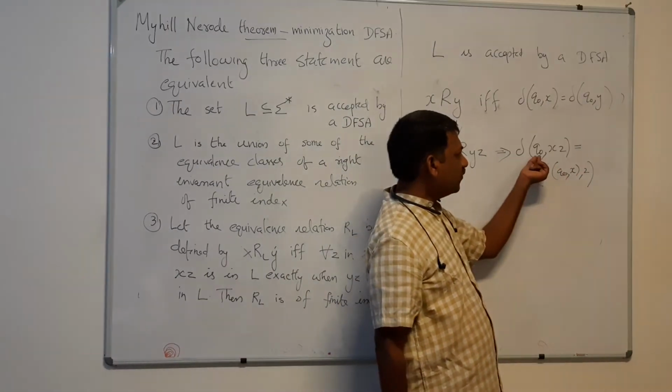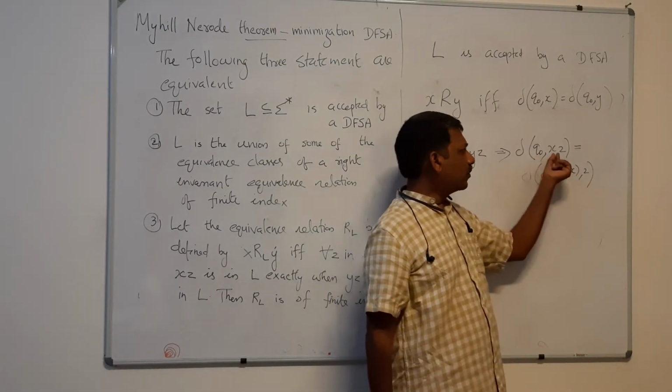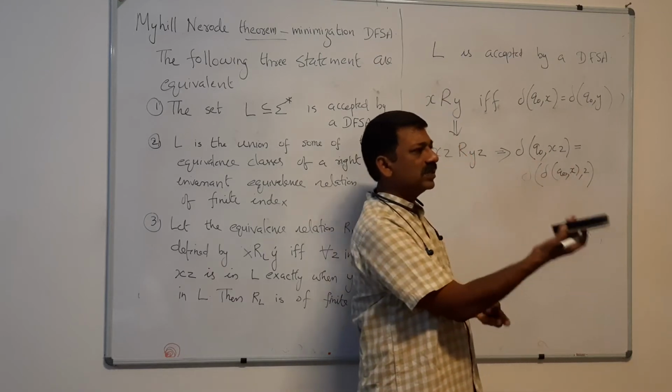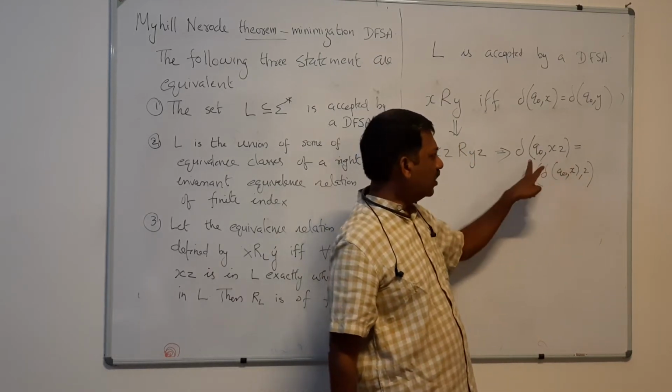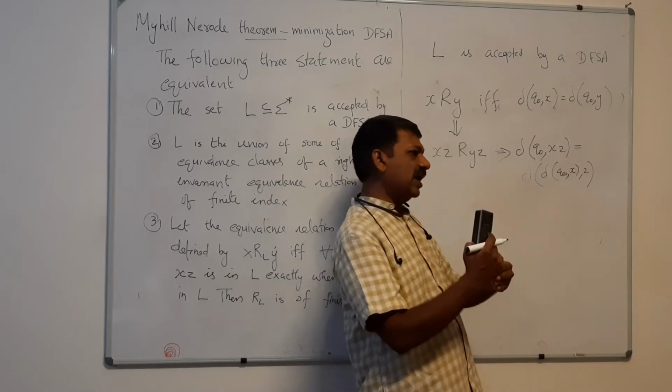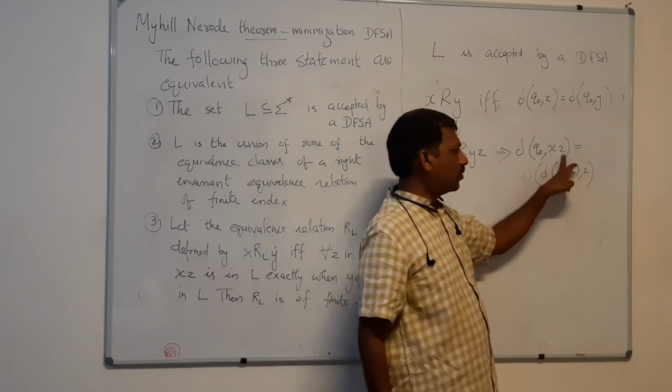That means from q0 you are processing x. Upon processing the input x, you have reached some state q, and now delta of qz means from that state you are starting and you are processing z.